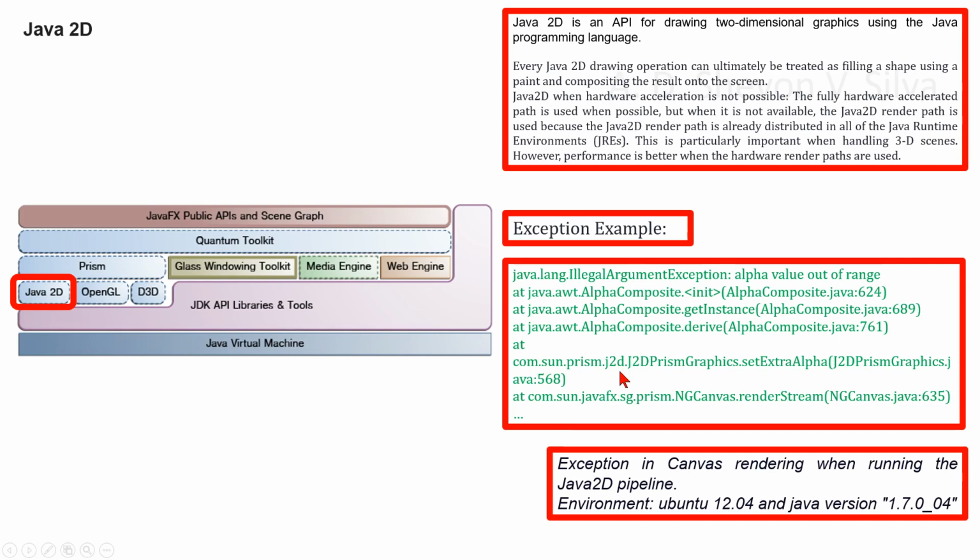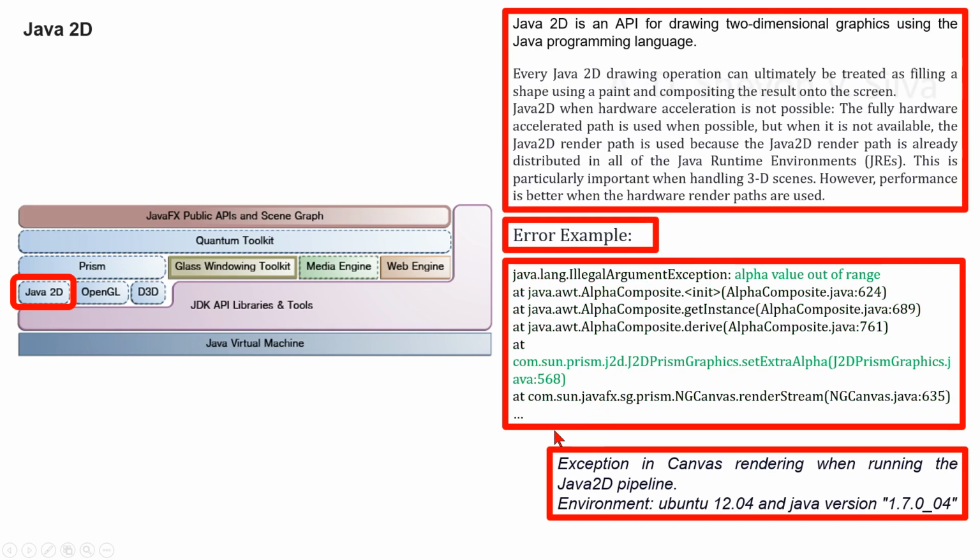As an error example, we can consider this exception that occurred in canvas rendering when running the Java 2D pipeline in an environment with Ubuntu 12.04 and Java version 1.7.0_04. Alpha value out of range, etc. And then com.sun.prism.j2d.prism.graphics.setExtraAlpha, etc.